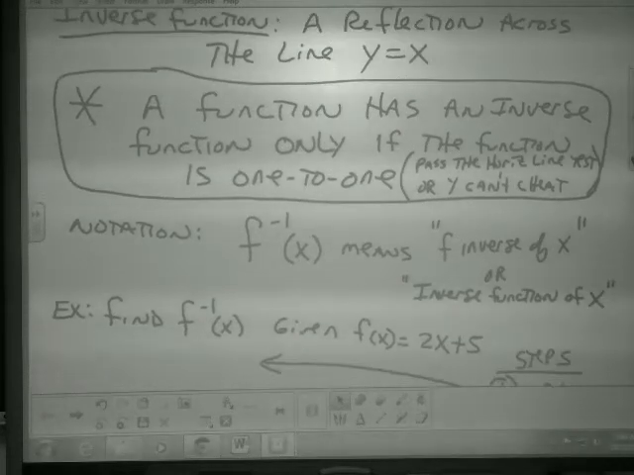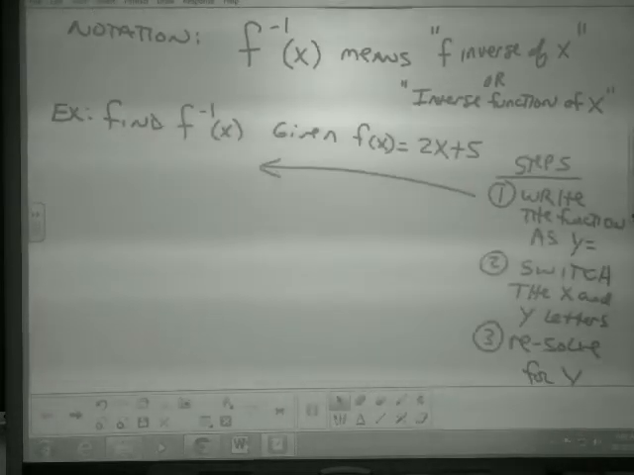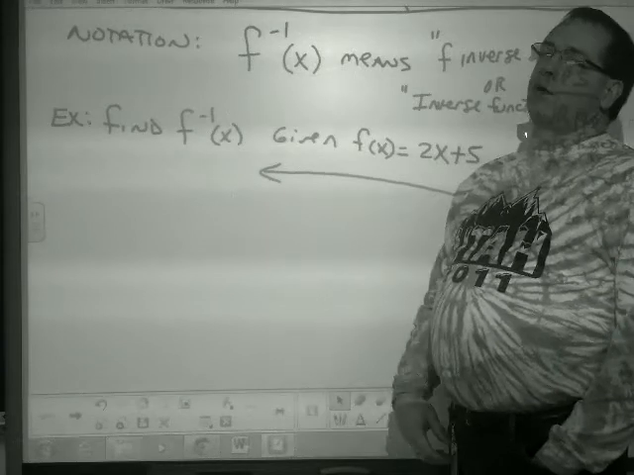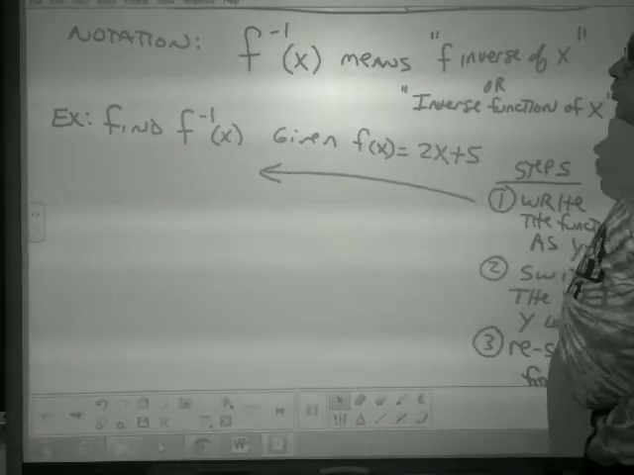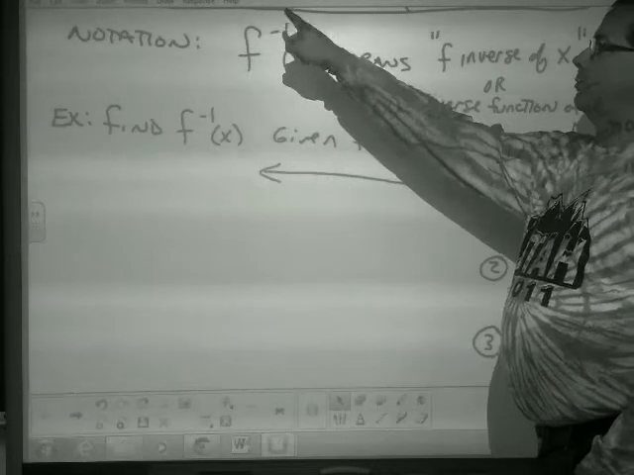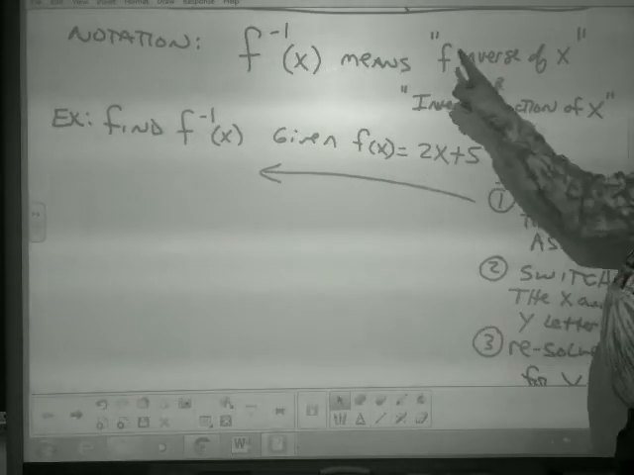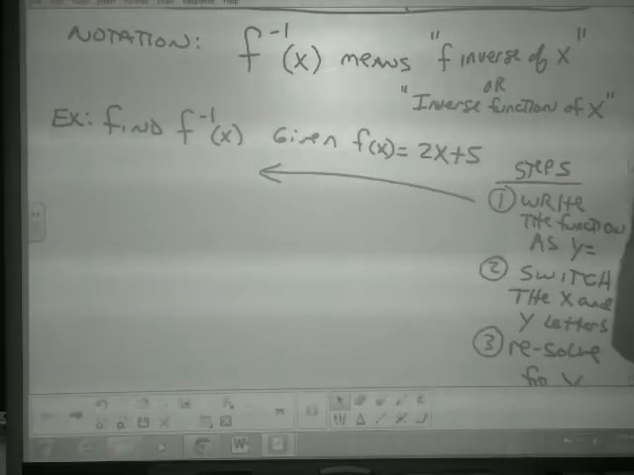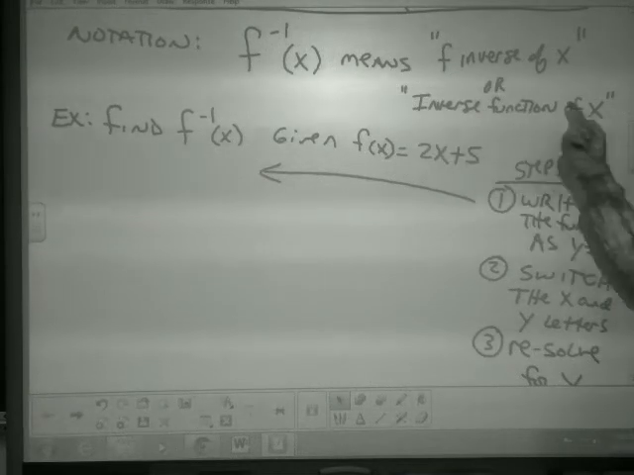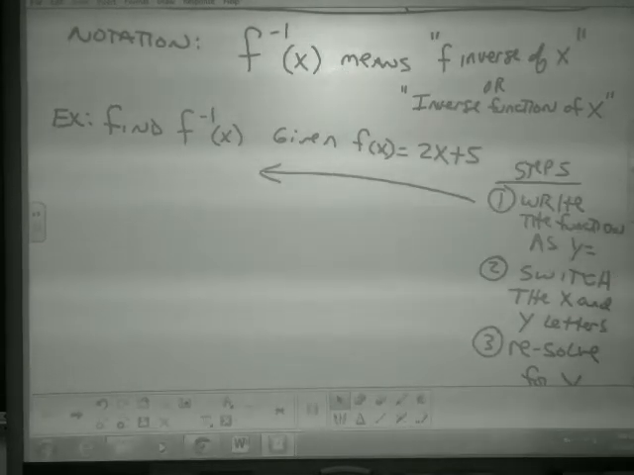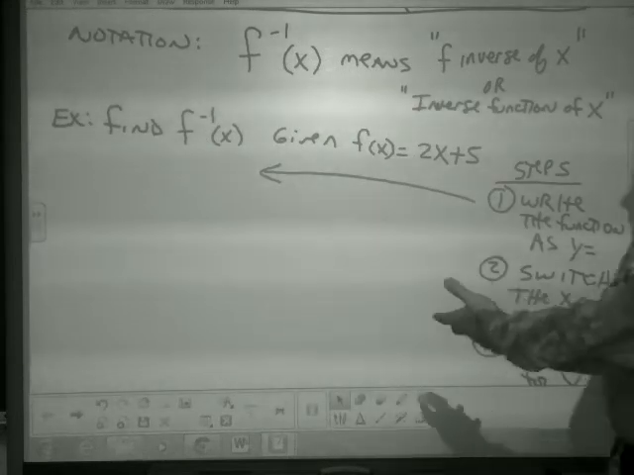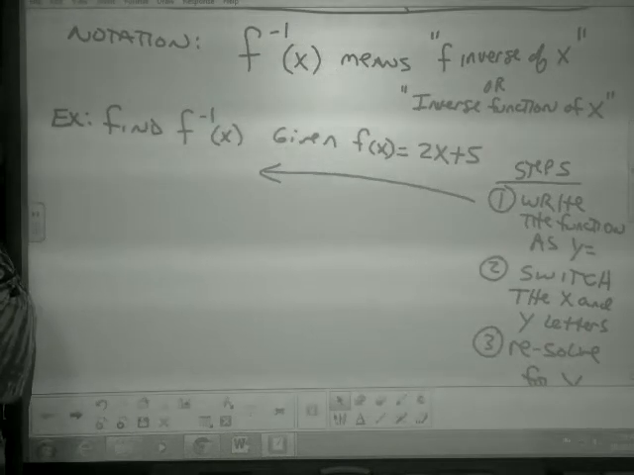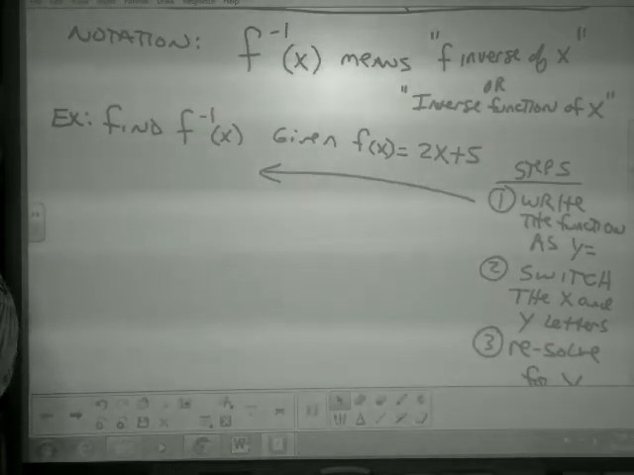There is a way that we use lettering to notate inverse functions. We write f, and it almost looks like it's raised to the power of -1. It really isn't. It's just a way of notation. F with a superscript -1 of x means f inverse of x. So I read this as f inverse of x, or I might say the inverse function of x. For example, you might be given a problem that says, find f inverse of x. Don't say f to the -1 of x. No, it's f inverse of x, or the inverse function of x.